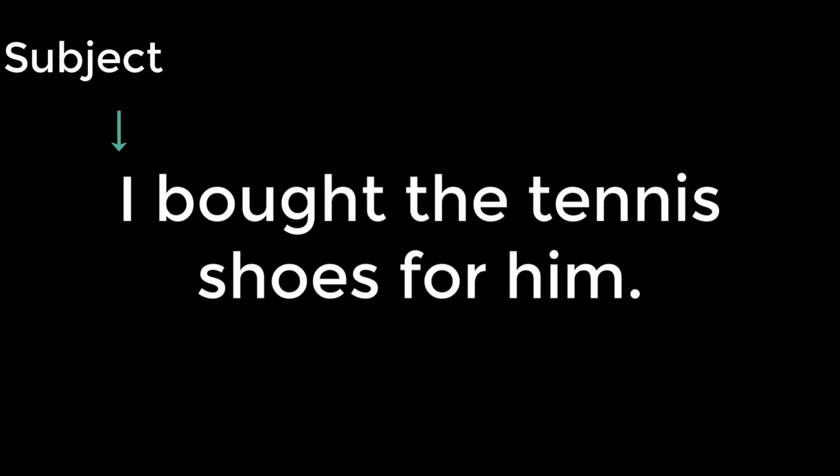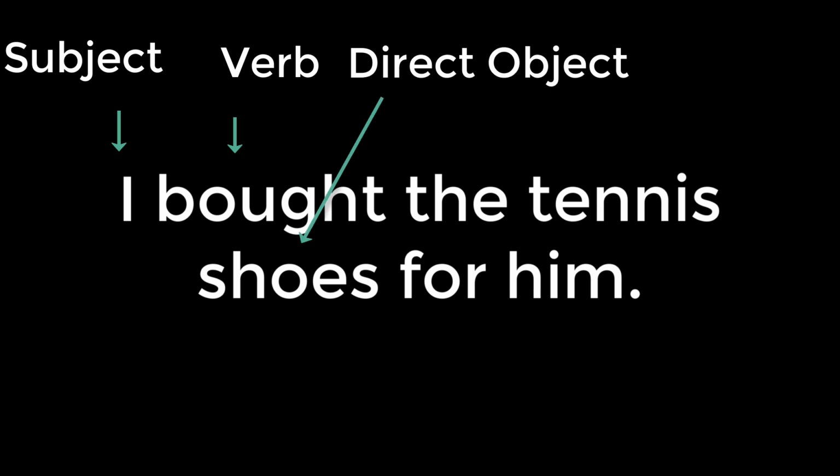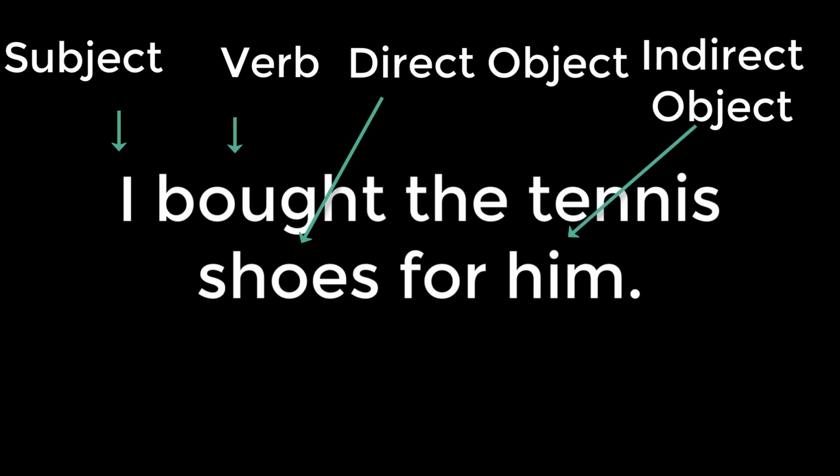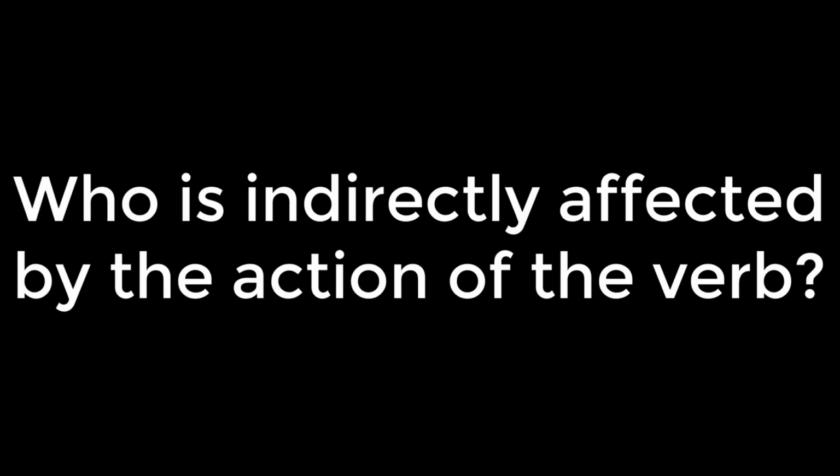I is the subject. Bought is the verb. Shoes is the direct object. Him is the indirect object. For whom did I buy the tennis shoes? I bought them for him.